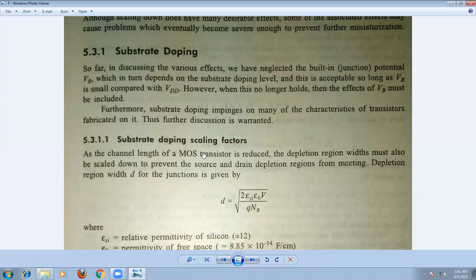Remember the equation I discussed in the previous class. The width of the space charge region is inversely proportional to the concentration. We discussed W equals 1 by capital N. When the doping concentration is very high, the width is very low. When the doping concentration is very low, the width is very high. Here, instead of W, we are assuming D for the width of the space charge region.